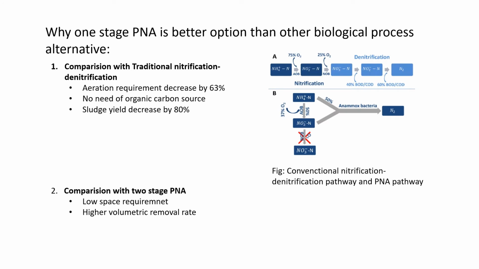Among the different biological alternatives, one-stage PNA is the best. In comparison with the traditional process, one-stage PNA has 63% less aeration requirement because only half of the ammonium is required to be converted to nitrite and there is no need for nitrate production. Also, the PNA process is a completely autotrophic process, so there is no need for BOD and COD for denitrification, and the sludge yield is lower by 80% in comparison with the traditional nitrification-denitrification process. In comparison with two-stage PNA, it requires less space and the volumetric removal rate is also higher.